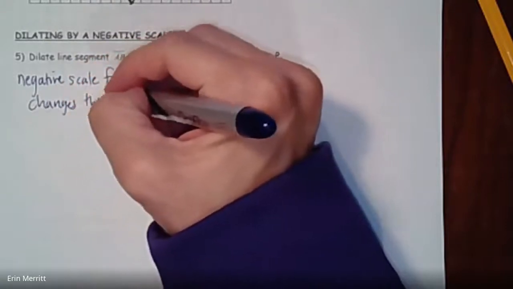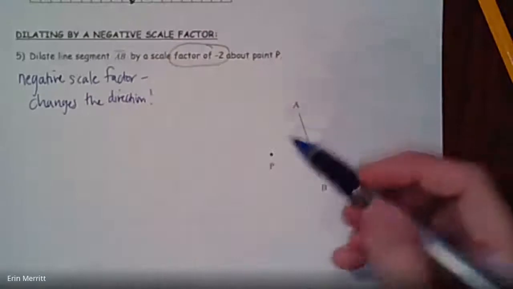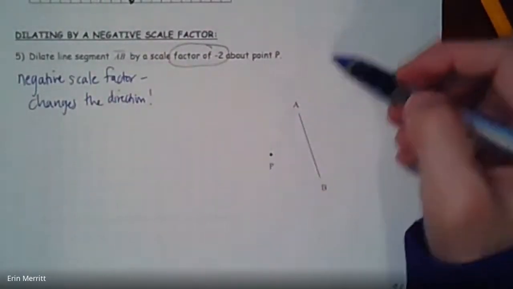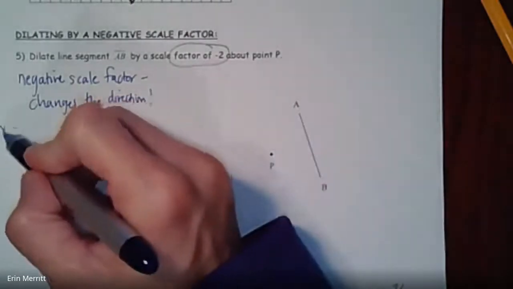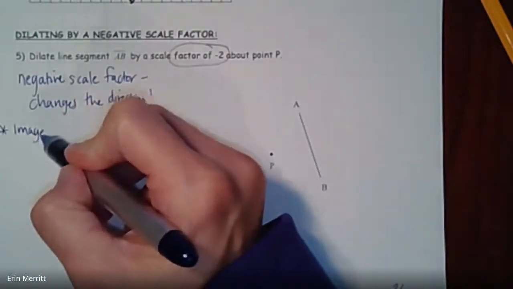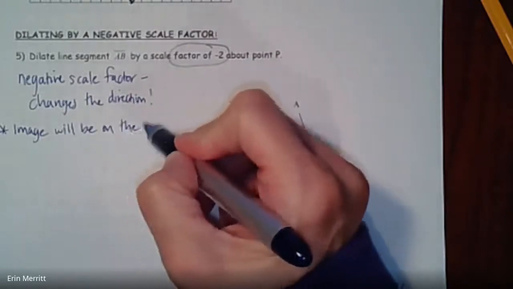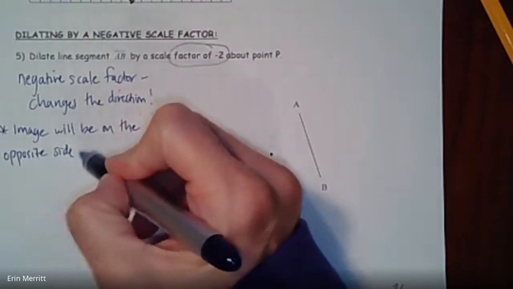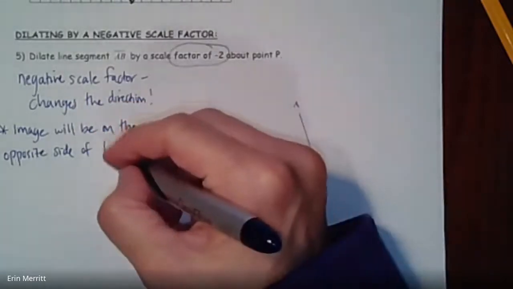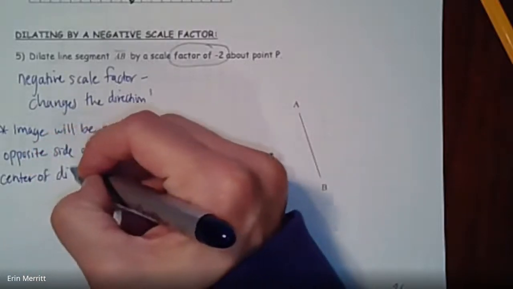So when you have a negative scale factor, it changes the direction. So instead of going away from point P, you're going to go through point P to the opposite side. All right. So what it means is the image will be on the opposite side of the center of dilation.